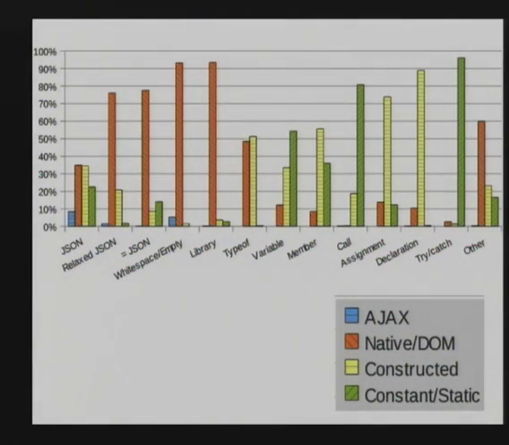Looking at this, we can see that, for instance, all the JSON calls mostly come from native and DOM, and some are constructed, and that most of the assignment call declarations are either constants or constructed strings. And so this is how far we got with this project.